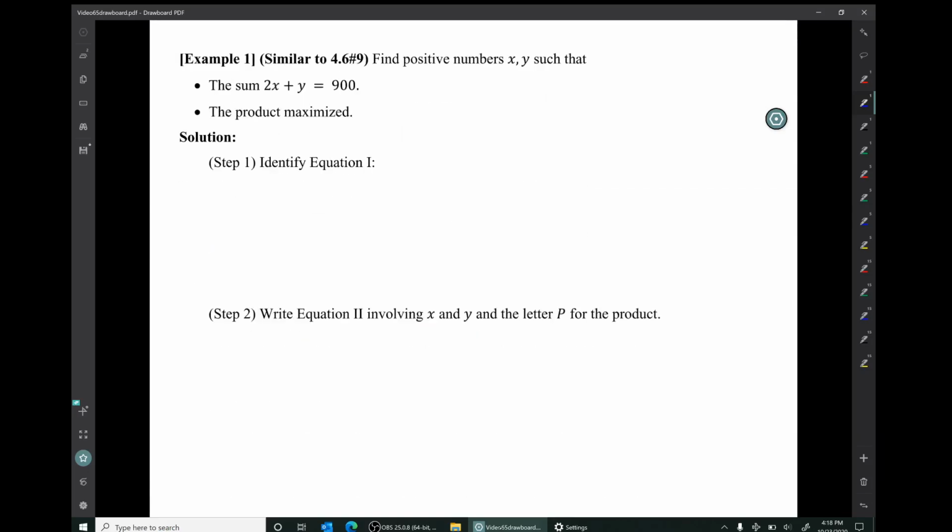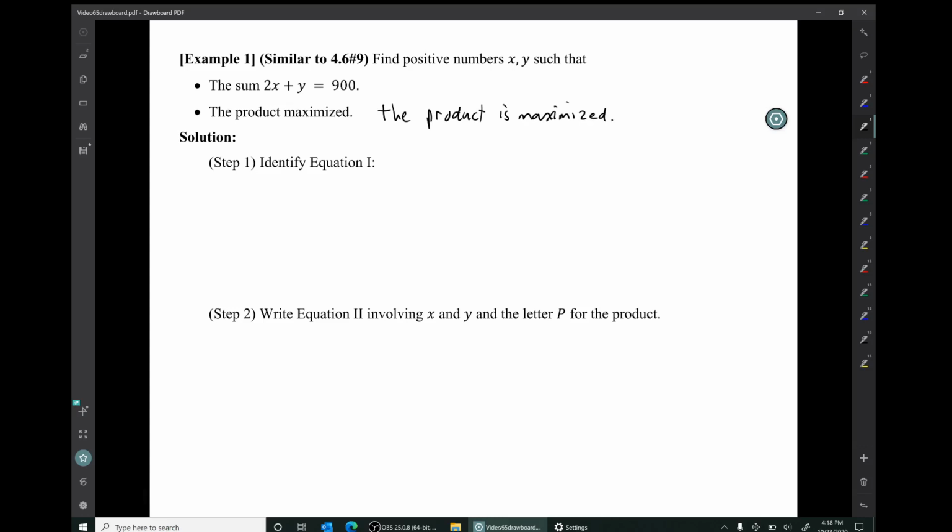So our first example is similar to this problem, 4.6, number 9. Find positive numbers, x and y, such that the sum, 2x plus y, is equal to 900, and the product is maximized. This should say the product is maximized.